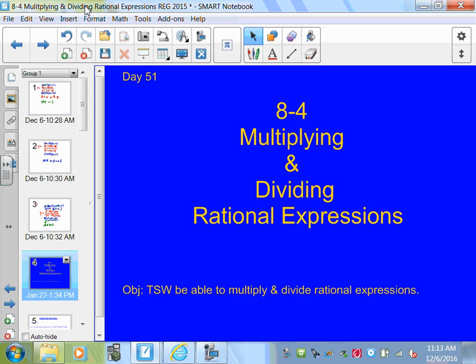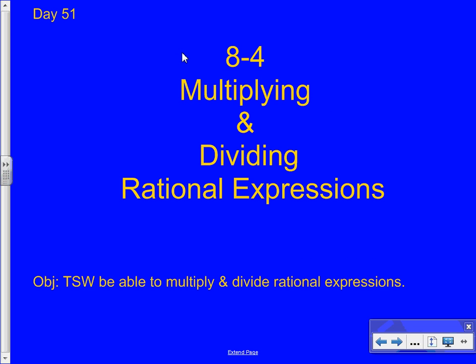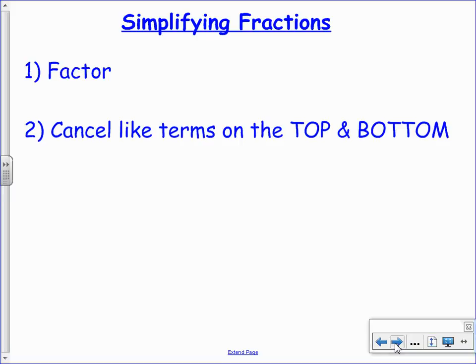and divide rational expressions. Here we go. Ready? You've already been doing this. Because you can find asymptotes, you should know how to simplify rational expressions because of multiplication and division. So when you're simplifying fractions, first factor, factor, factor, factor, factor, and then cancel like terms, one from the top and one from the bottom.